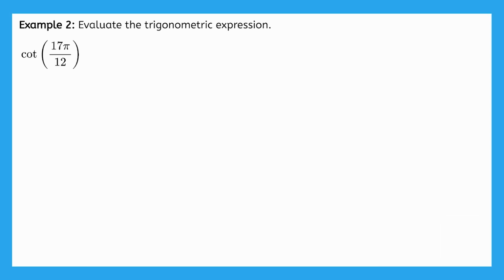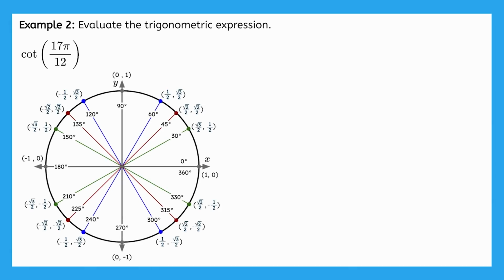Since 17 pi over 12 is not one of the special angles in our unit circle, we want to find a combination of special angles that add or subtract to it, which is more easily done if the angle measure is in degrees. Converting 17 pi over 12 to degrees, we get 255 degrees, which can be obtained by adding 120 degrees and 135 degrees.